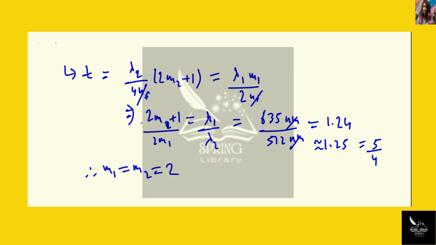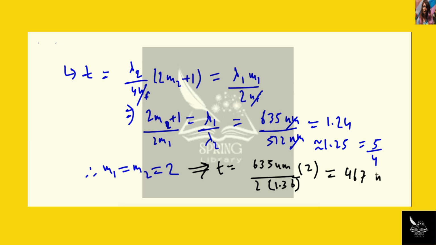And so therefore, we finally have that t is equal to lambda_1, which is 635 nanometers, over 2 times the refractive index of 1.36, times 2, which is m, the order. And so t, the thickness, is 467 nanometers.